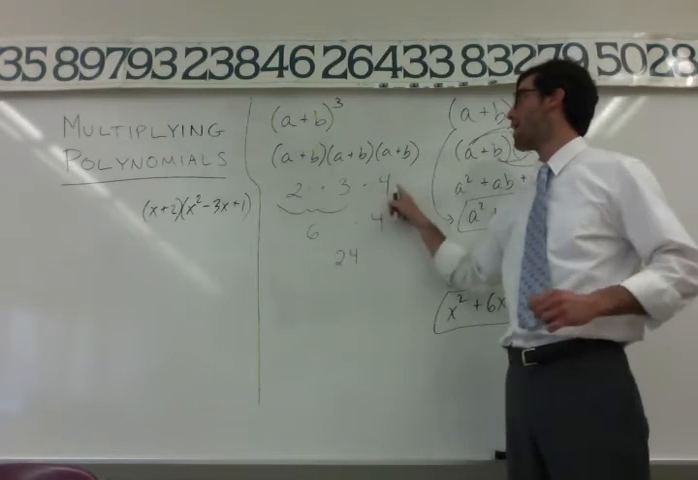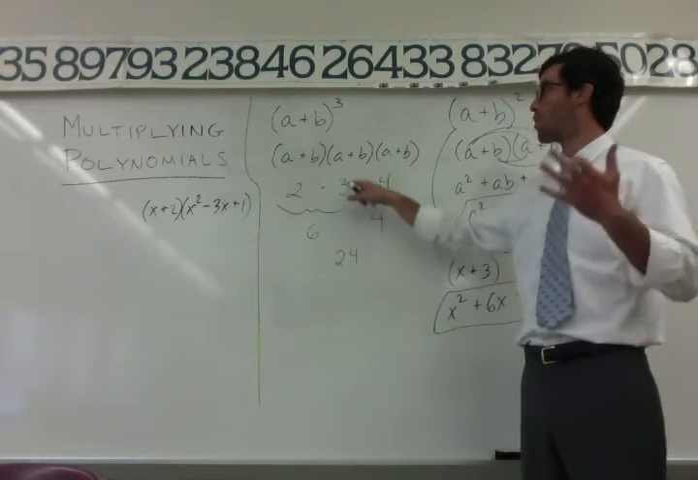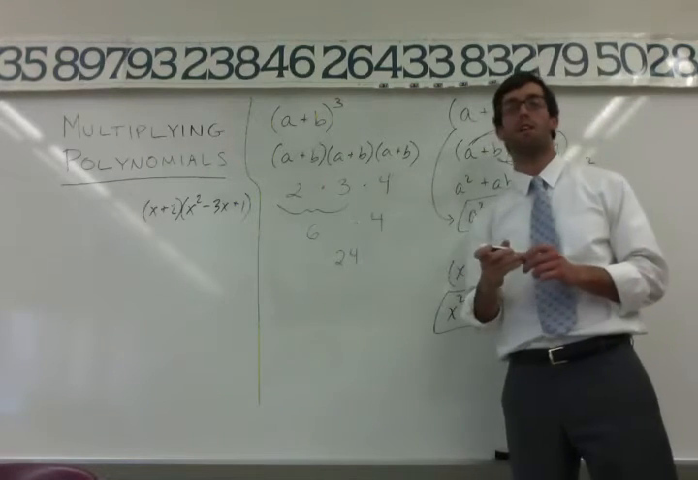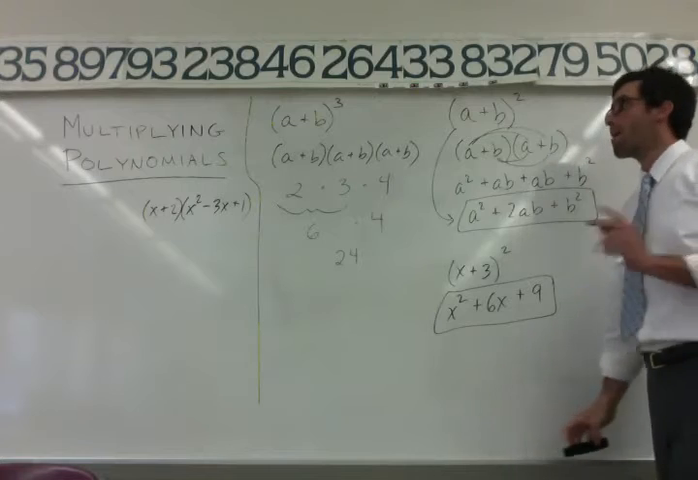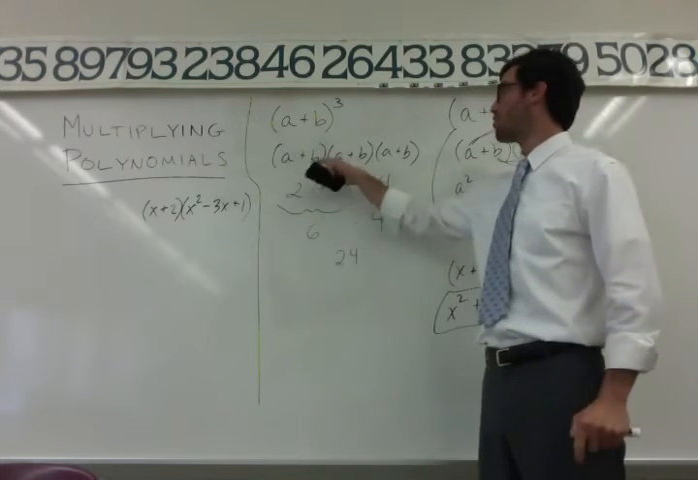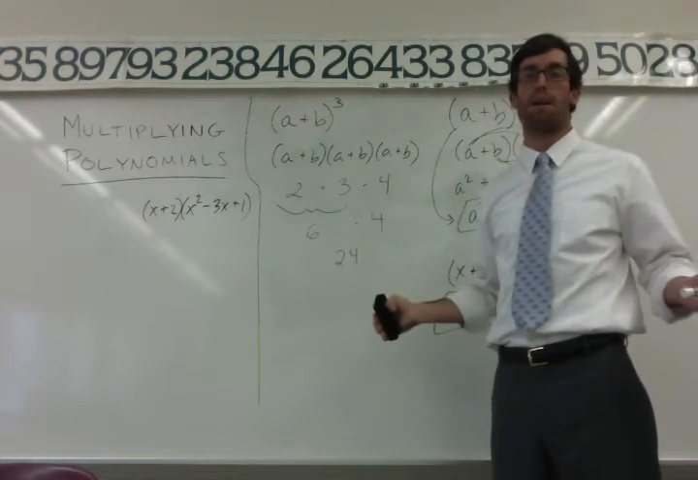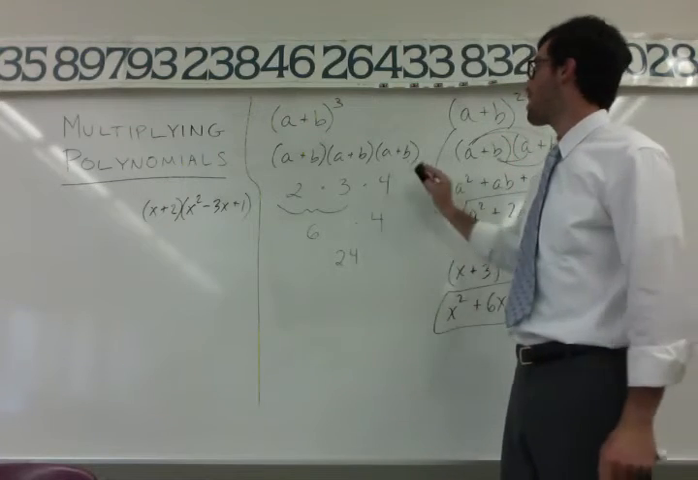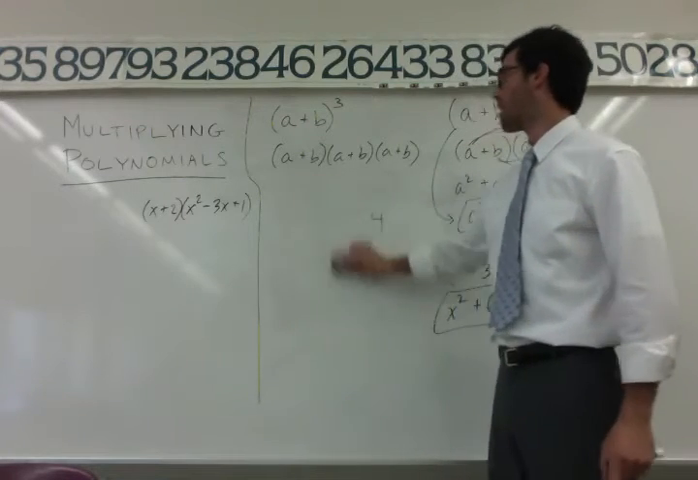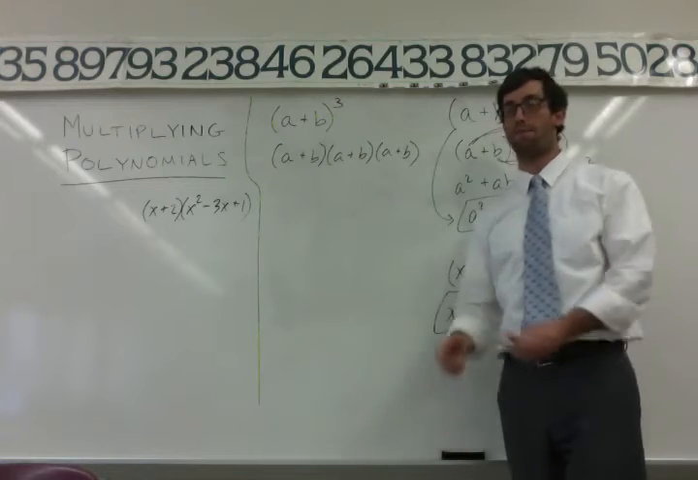Or 2 times 4, 8. 8 times 3 is 24. Or 3 times 4, 12. 12 times 2 is 24. So keep that in mind when we do this. We multiply any 2 of these. They're all the same, so it's not going to make a difference. But multiply any 2 of them, and then see what you get. And then that result, you multiply by the third one.